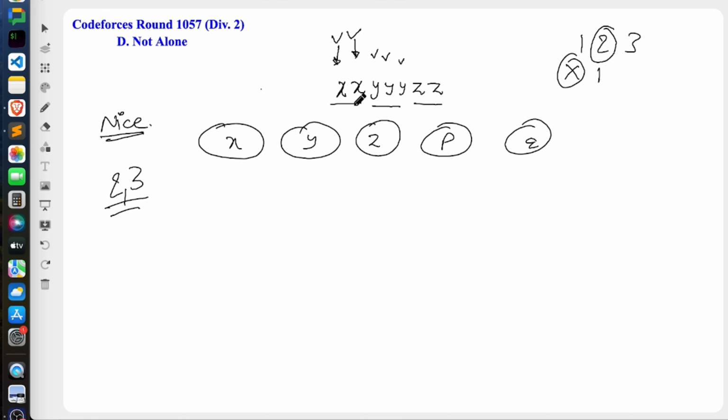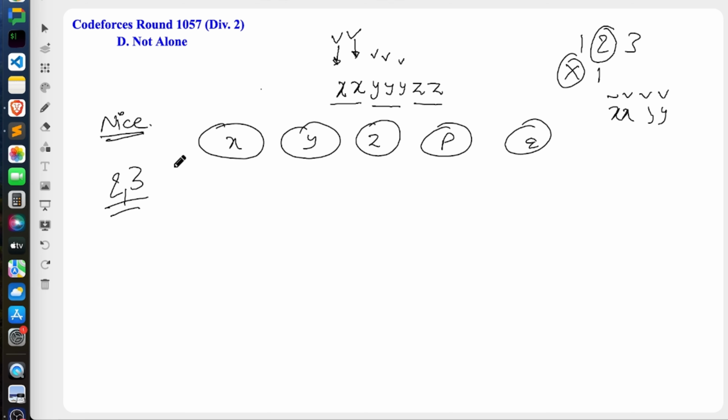For block size 2, this is possible for sure, right? For block size 2, let's say XX, YY. I know that both are good. Everything is good because for each number at least one of the adjacent numbers is the same. So a block size of 2 is also fine. 3 is also fine.